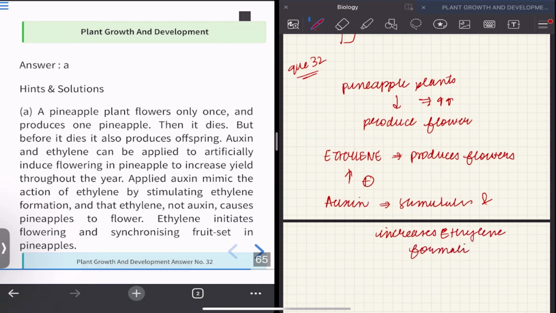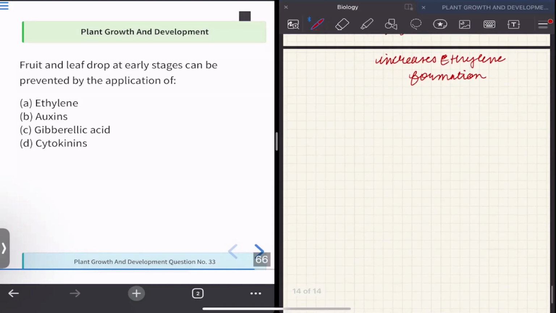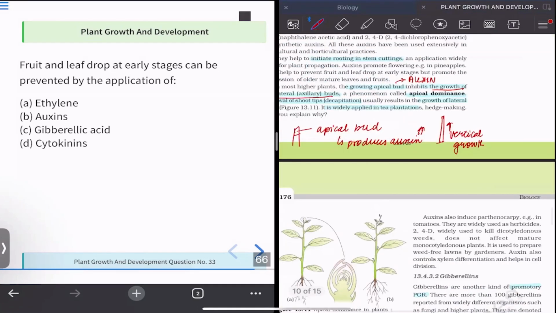Okay, moving on to the next one. Fruit and leaf drop at early stages can be prevented by the application of... So, question number 33, we have to prevent fruit and leaf drop. So, what hormone are we going to use?